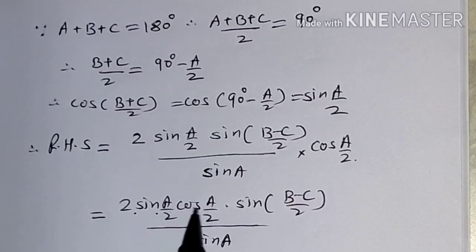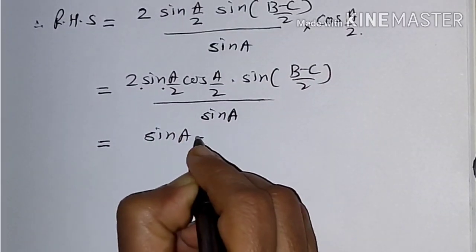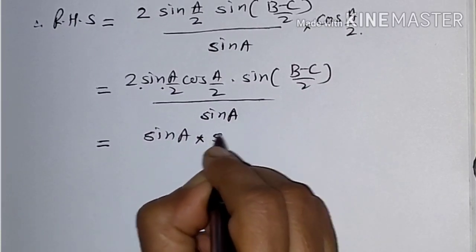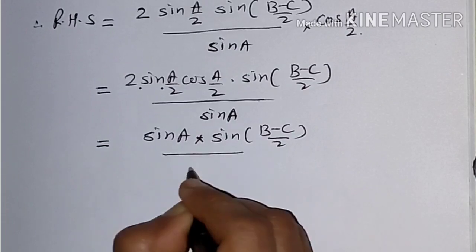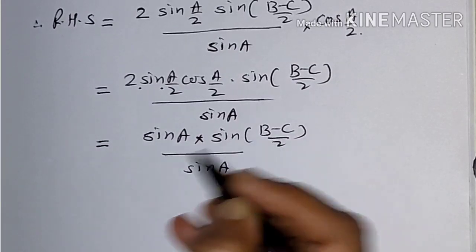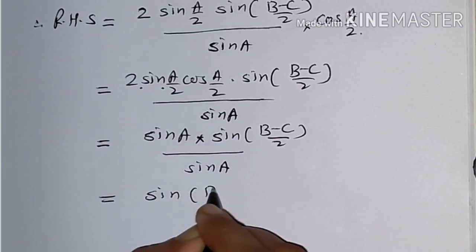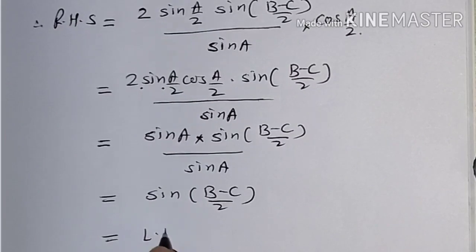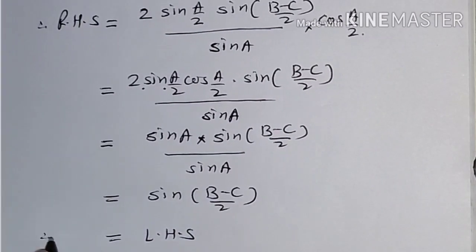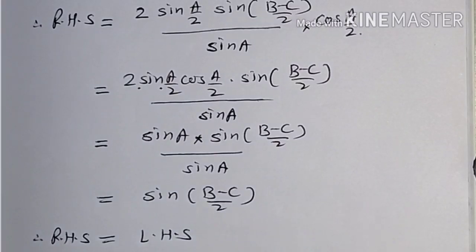Since 2 sine A by 2 cos A by 2 is equal to sine A, so we get sine A into sine of (B minus C) upon 2 divided by sine A. That is equal to sine (B minus C) by 2, which is nothing but LHS. So we have proved that RHS is equal to LHS. So we have seen a few applications of sine rule.